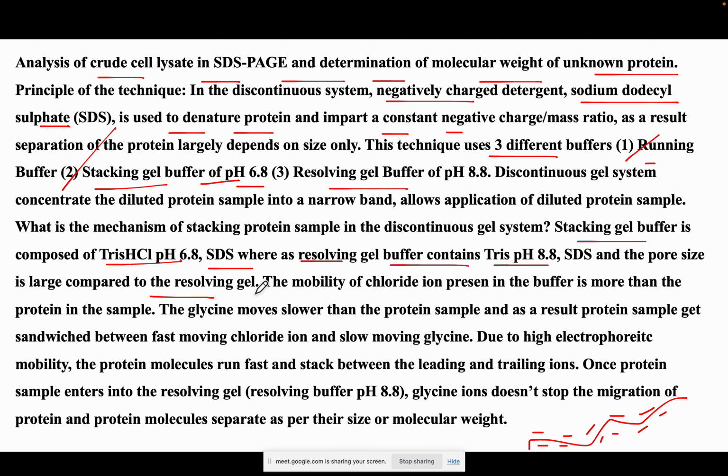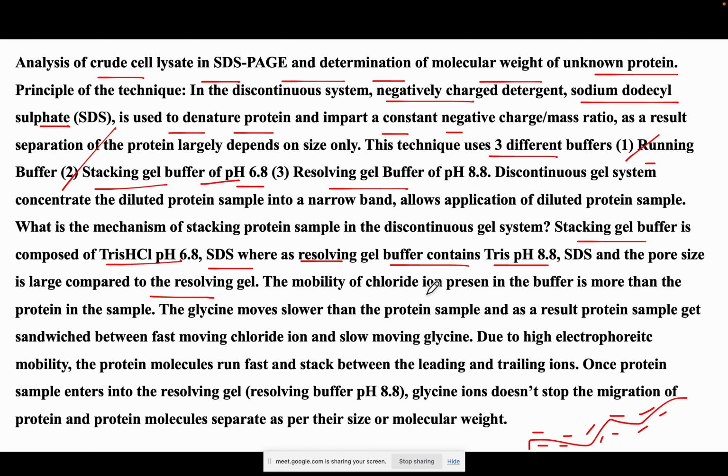Mostly the stacking gel is around 4%, and for the resolving gel you can use 10%, 12%, 15%, even 8%. So you can understand what 4% and 8% mean. 4% means 4% polyacrylamide, 12% means 12% polyacrylamide in the gel. As the percentage of polyacrylamide increases, what will happen to the pore size? The pore size will decrease because there will be lesser space.